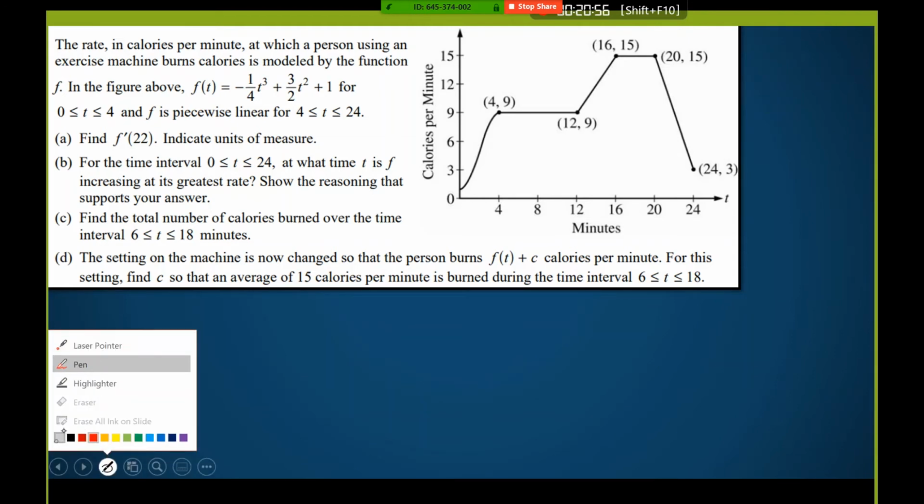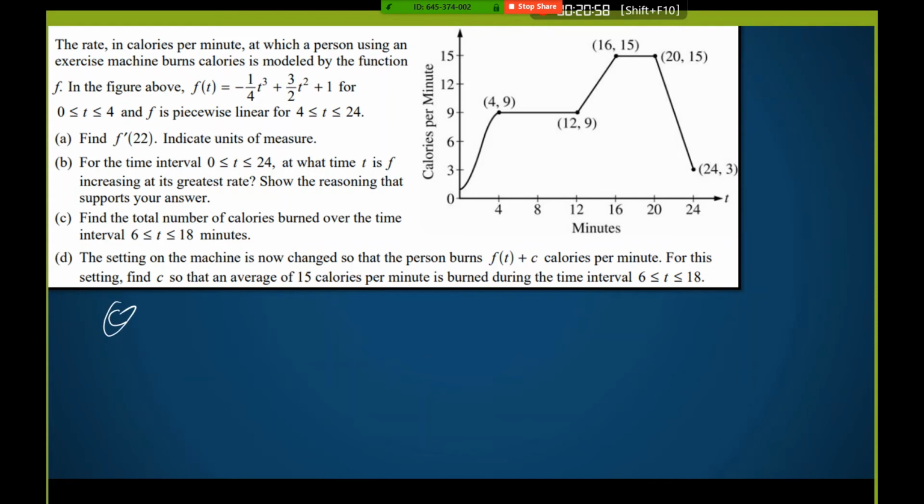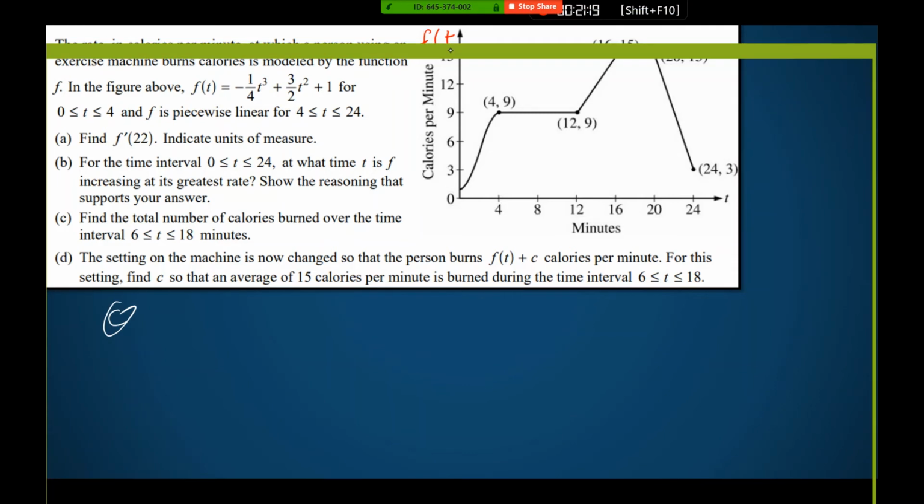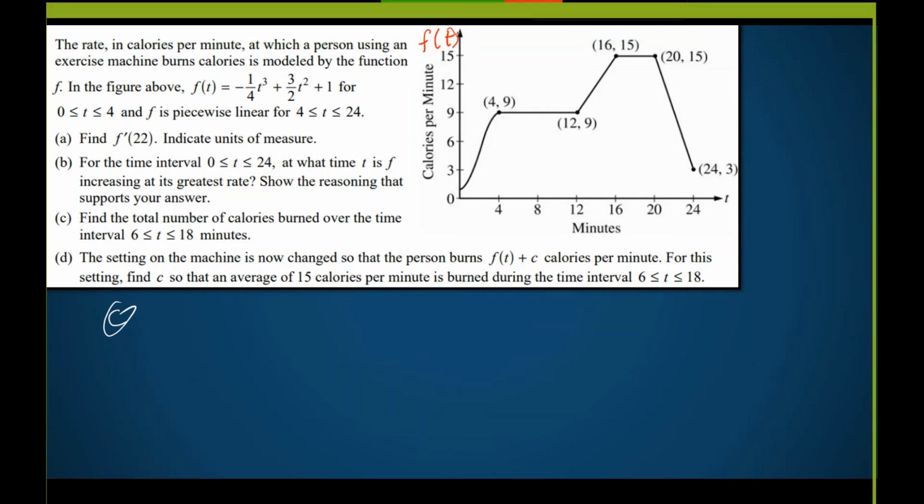Okay. For part C, I want to know the total number of calories that we burned from 6 to 18 minutes. Okay, we are to the top of the Skype order now, so we're back to Abby. Okay, right now we have a function f of t, which is calories per minute. If I want to get from a function of calories per minute to a function of calories, do I need to derive or do I need to integrate?